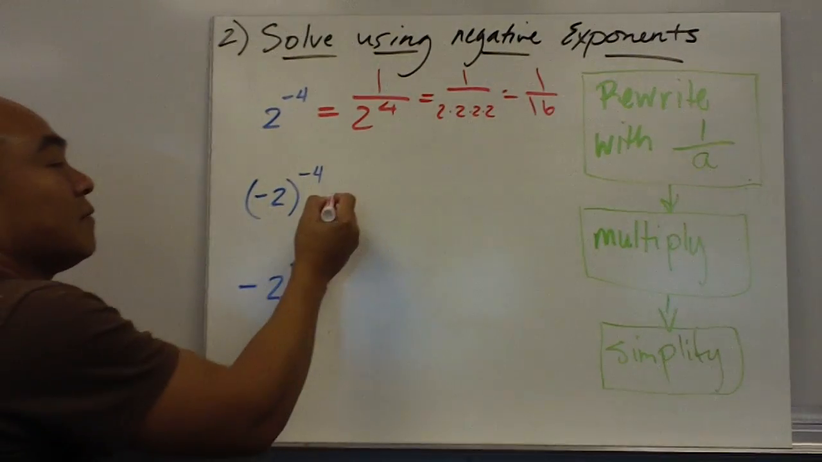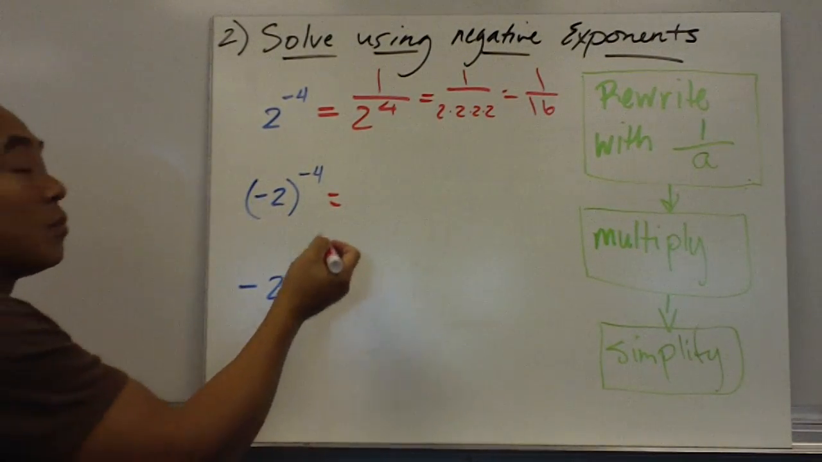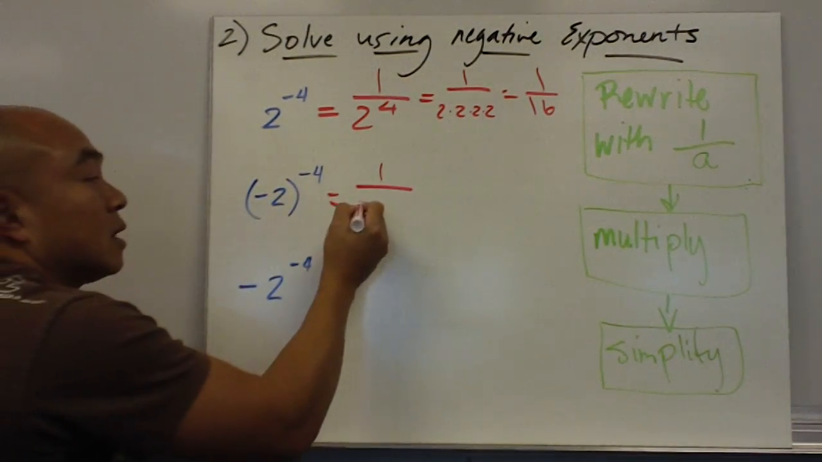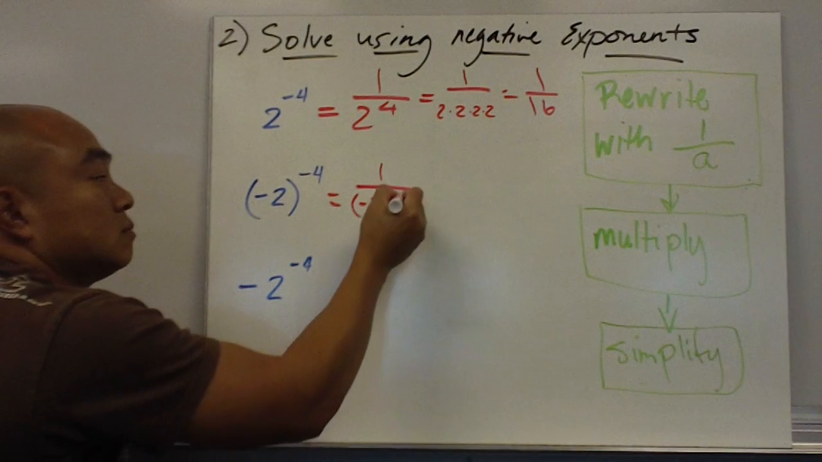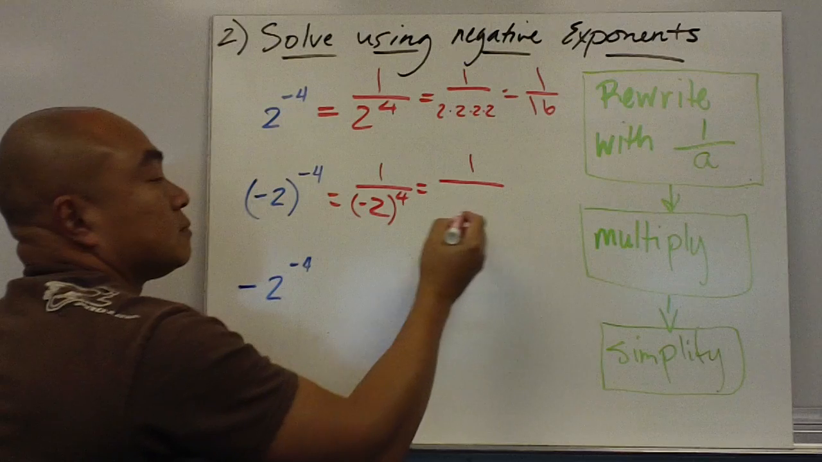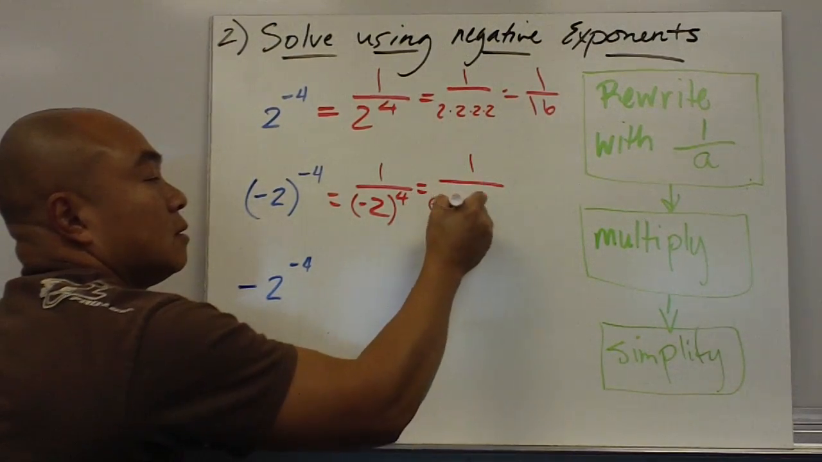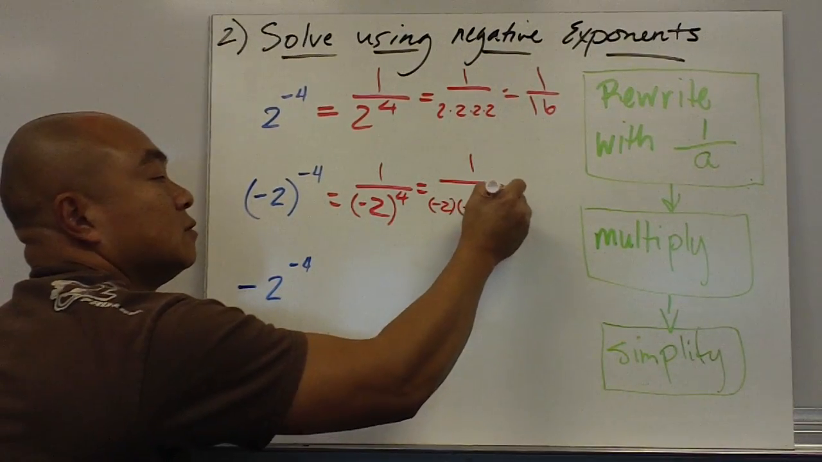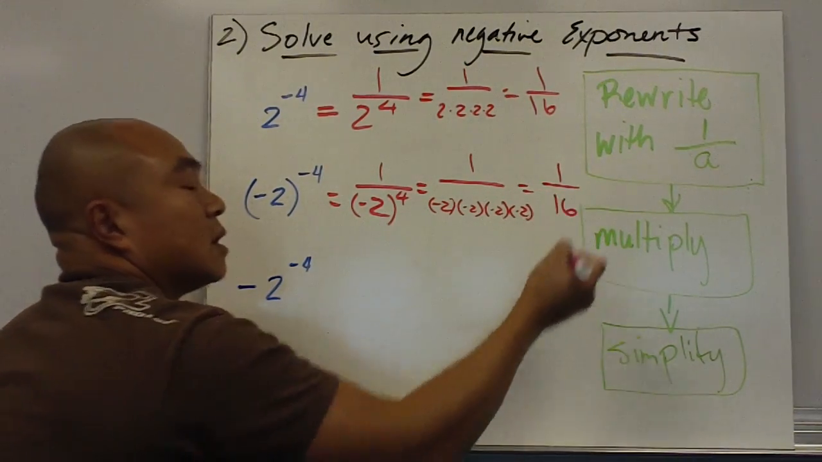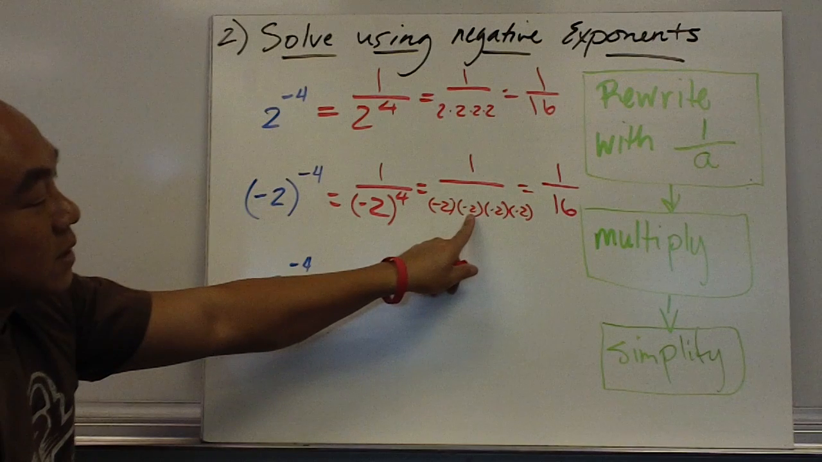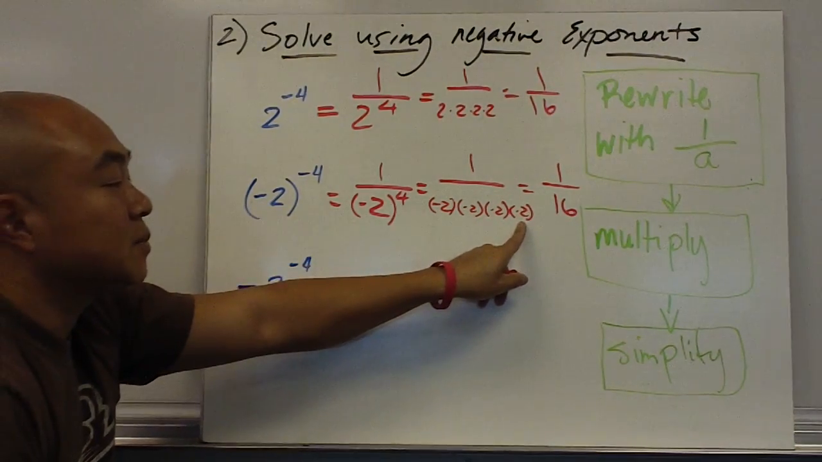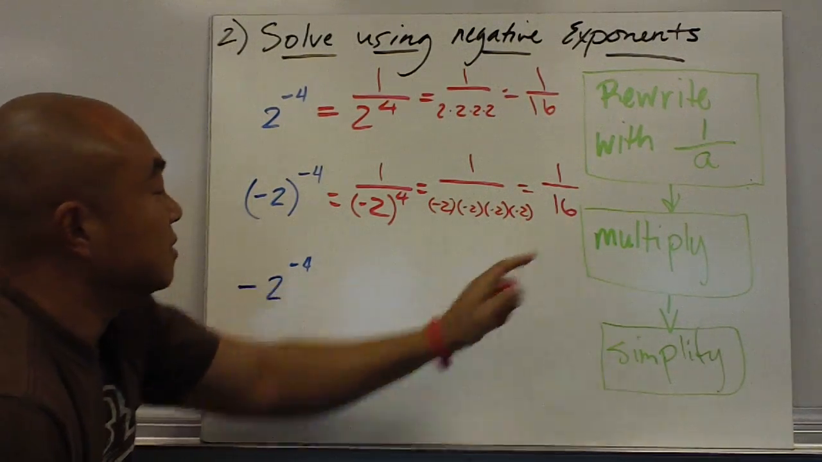What happens if we have a negative sign in parentheses? Well, you're just going to write the same thing. -2, 4 times, and that's going to give me 1 over -2 times -2 times -2 times -2, which also equals 1 out of 16. That gives you +4. +4 times -2 is -8. -8 times -2 is +16.